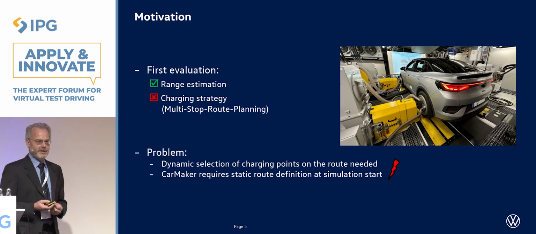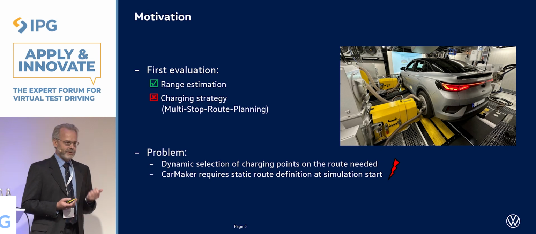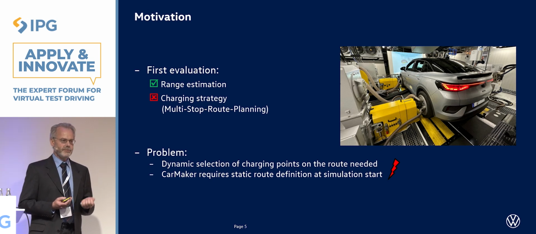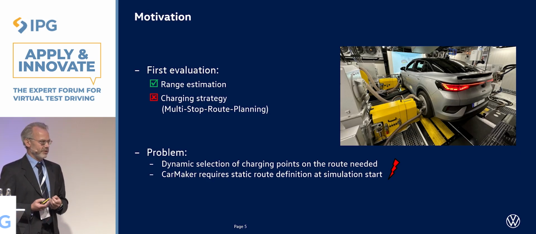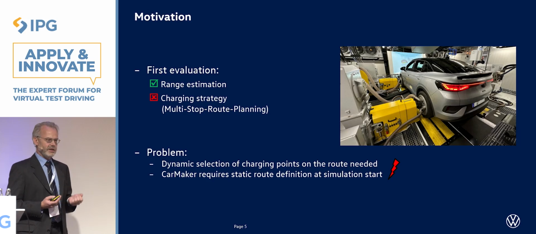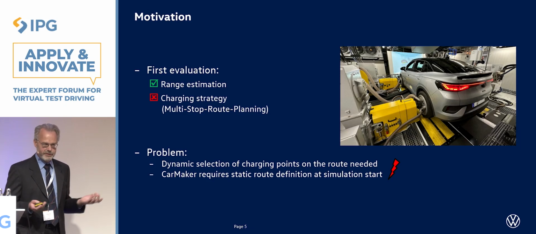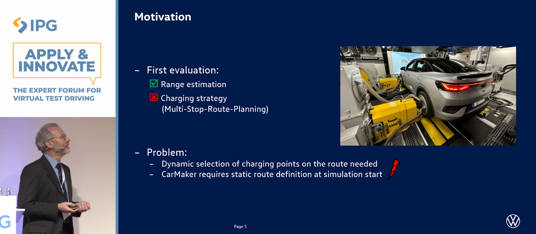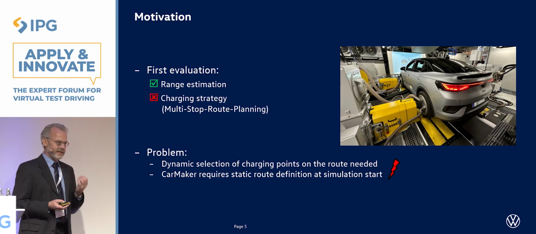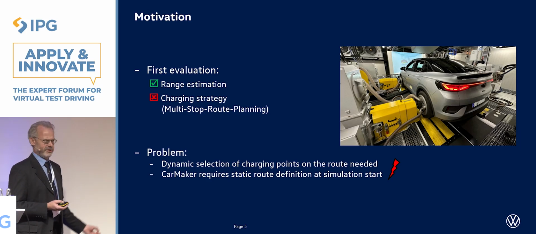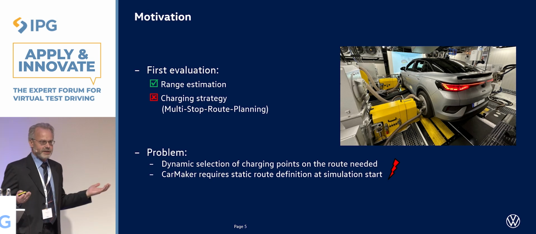What was the problem? Well, as described before, the multi-step route planning adjusts the number of charging points during the simulation. This means that the initially planned route will change during the simulation depending on your traffic conditions and, well, of course, on the temperatures that you are experiencing. In contrast, CarMaker needs a static route throughout the whole simulation. So what can you do?